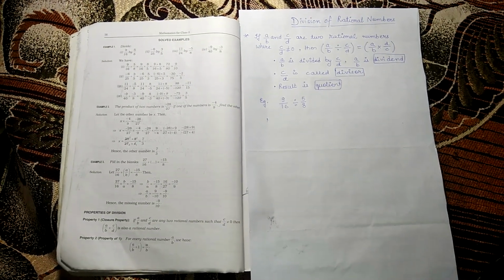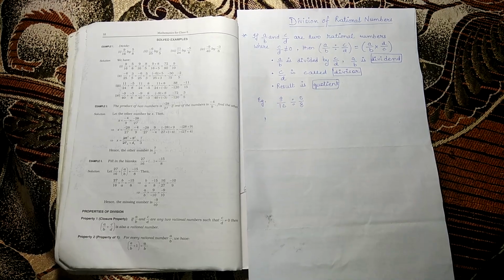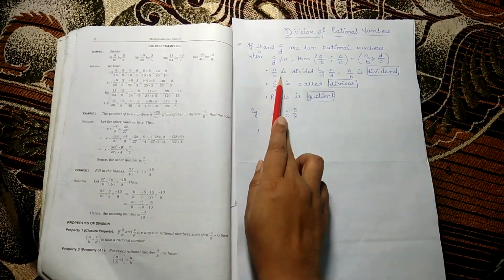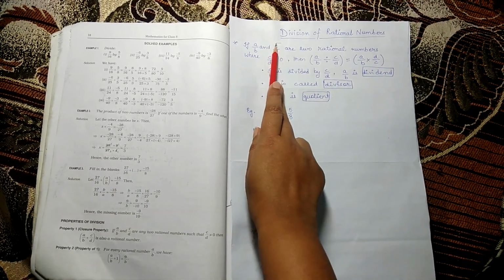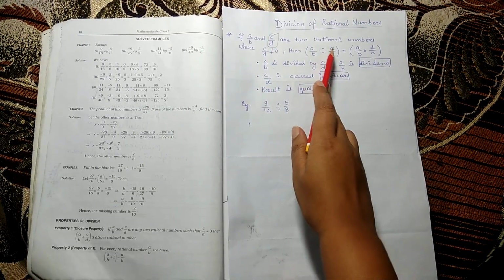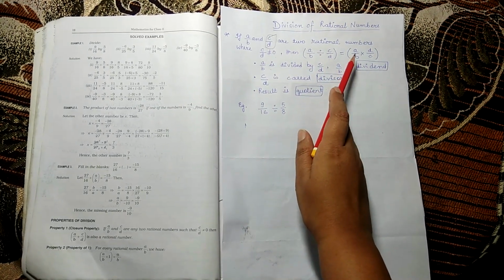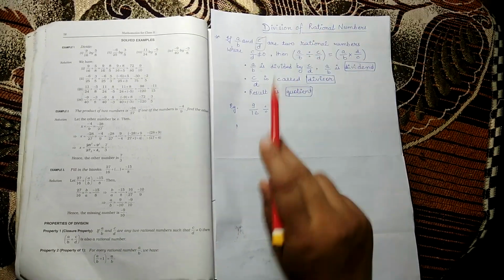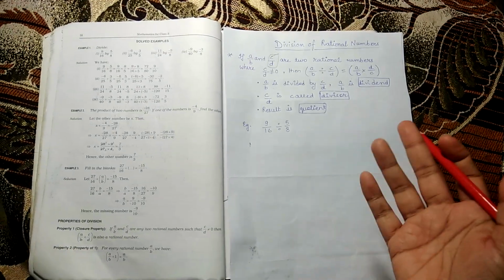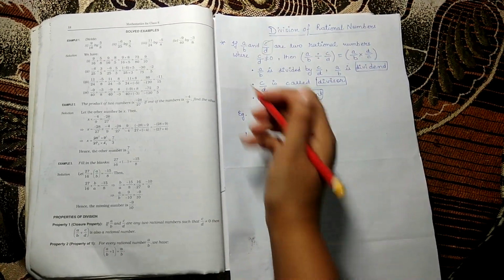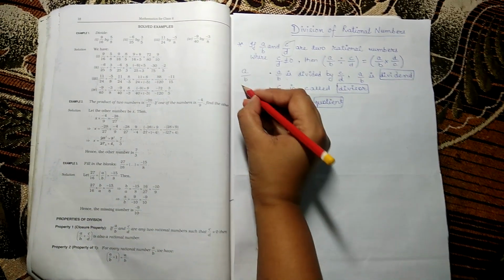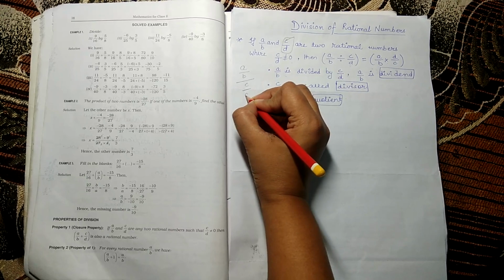Here it states that if a upon b and c upon d are two rational numbers where c upon d is not equal to 0, it means this fraction is not equal to 0, then a upon b divided by c upon d is equal to a upon b multiplied by d upon c. How is it? Like how we have written a upon b multiplied by d upon c.